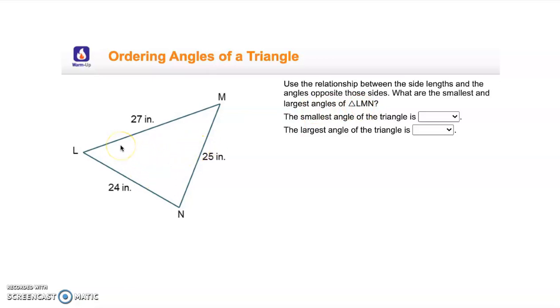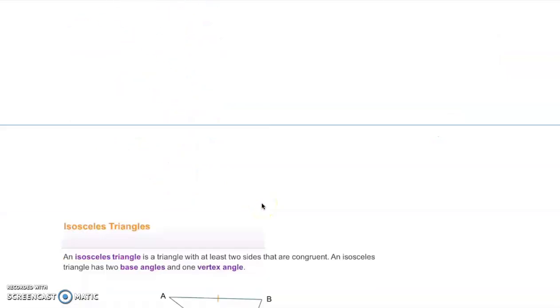Well, the largest side is LM, so the largest angle will be opposite, and that should be angle N. Sorry, I read that wrong. So the largest would be angle N, and the smallest side is 24 inches, so the smallest angle would be angle M because it's opposite. The side opposite the shortest side is the smallest angle, the side opposite the longest side is the largest angle.